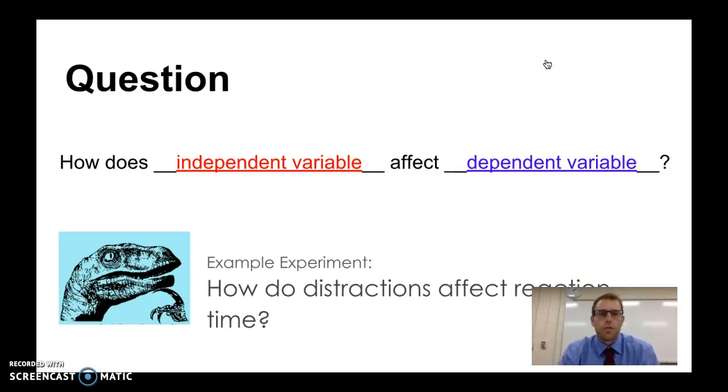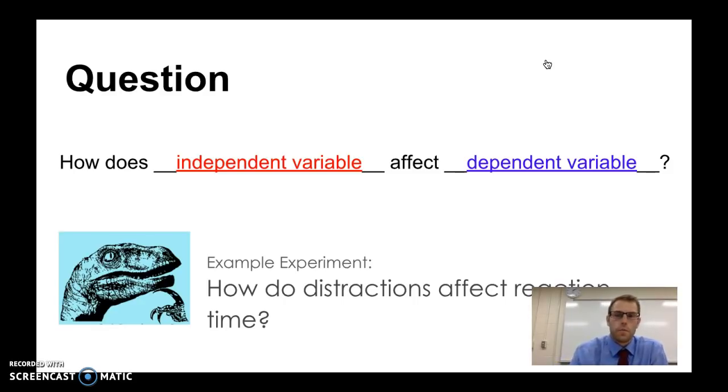So in general, we're going to always have a template in terms of how we might go about asking these questions. And simply it's, how does the independent variable affect the dependent variable? In an example experiment, let's just say we're asking the question, how do distractions affect reaction time? Distractions would be our independent variable, and reaction time would be our dependent variable.